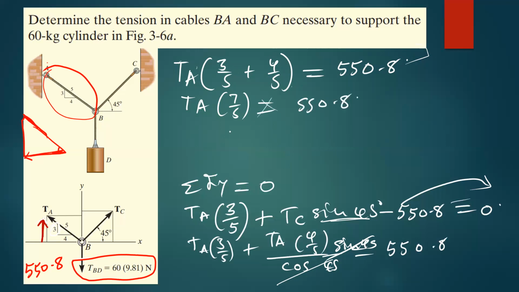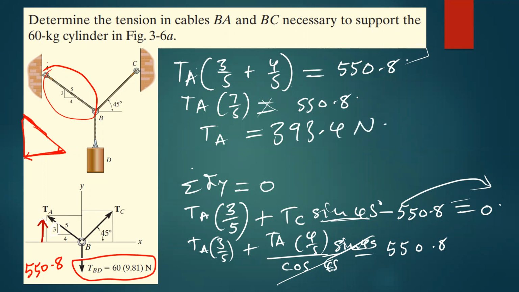So when you cross multiply and divide by 7, the value of TA becomes 550.8 times 5, then divided by 7. So we're getting 393.4 newtons. That's the value of TA.